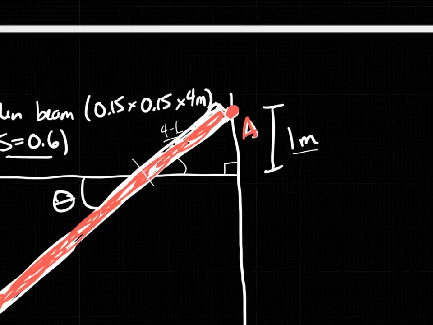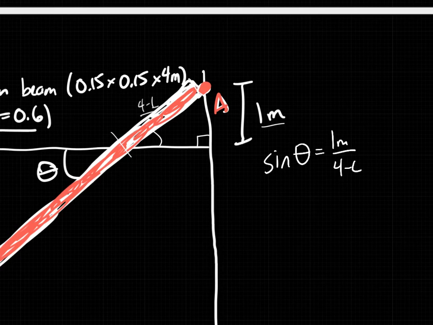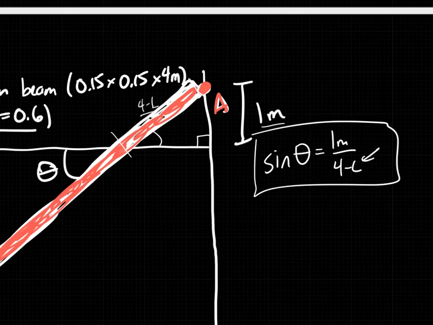Once I have L, I can say the sine of theta equals 1 meter, the opposite, over the hypotenuse, 4 minus L. So if I can plug in for L, I can solve for this. That's the end game, that's the goal.